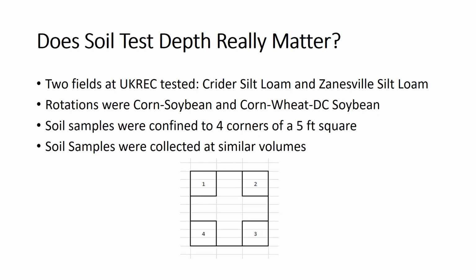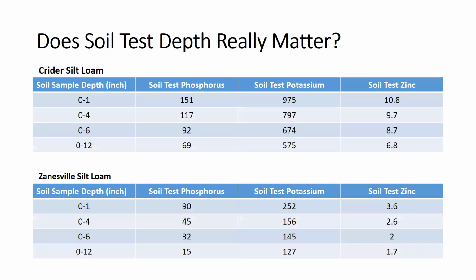Now, I took a lot more cores for the 1 inch than the 12 inch, and that's something that could be discussed, but that's what I did. And here's what the data shows. For that Kreider silt loam, if I took a 1 inch sample, my soil test phosphorus was 151. As my sampling depth increased, my soil test phosphorus went down, 117, 92, 69.